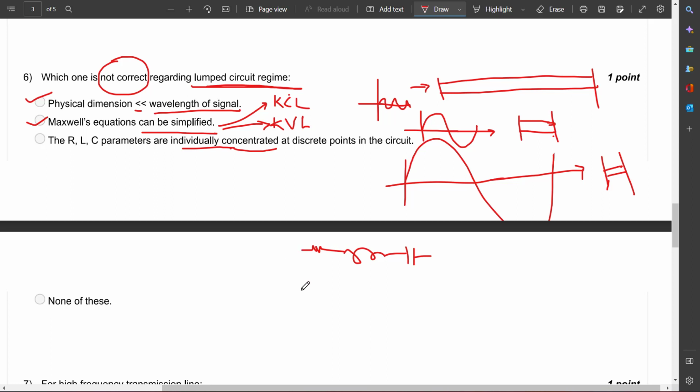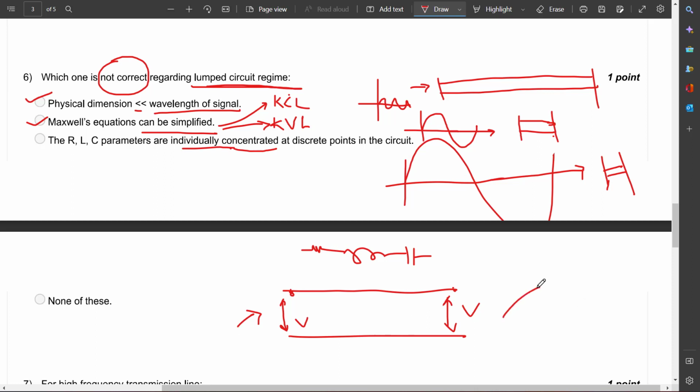So let's say you have read KCL and KVL in your class, right? If we feed it with a far too large wavelength of the signal, then the potential here and here will be the same, right? It's a short circuit, so the potential here and here will be the same. This you would have read in your 11th and 12th. It's a short circuit, right?